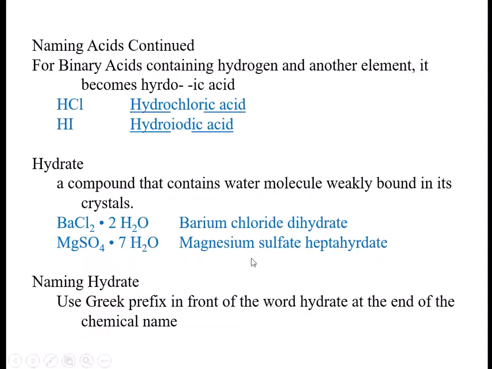Okay, 2 would be dihydrate, and 7 would be heptahydrate. So you name these compounds: barium chloride, magnesium sulfate, and then add the hydrate to it. Okay, so that is the end of the nomenclature.